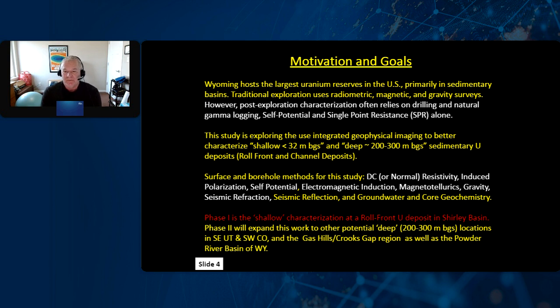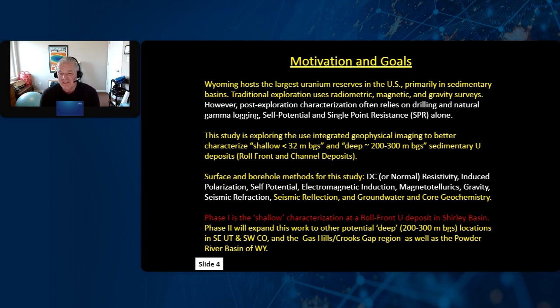For this study, we included surface and borehole methods. We don't have any airborne at this particular site. We're also looking at some airborne efforts just to try to correlate as well. But for now, we're going to be talking about DC resistivity or normal resistivity logging, induced polarization or IP, self potential, electromagnetic induction, magnetotellurics, or at least controlled source audio magnetotellurics, gravity, and refraction.